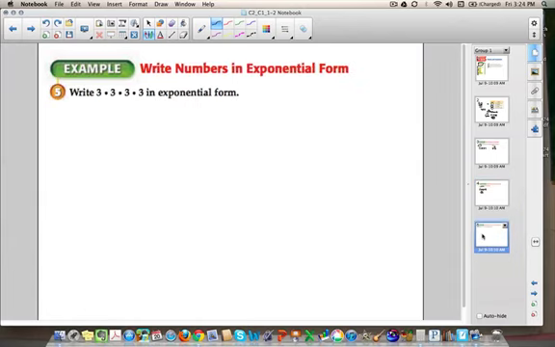The last thing that we need to be able to do today is to write things in exponential form. So here we have 3 times 3 times 3 times 3, and we want to be able to write that in exponential form. So the base is going to be 3 because that's the number that's there. We need to figure out how many times we need to multiply 3 by itself. I'm going to go back here and count the 3's. 1, 2, 3, 4. So there's 4 of them. So this is going to be to the 4th power.